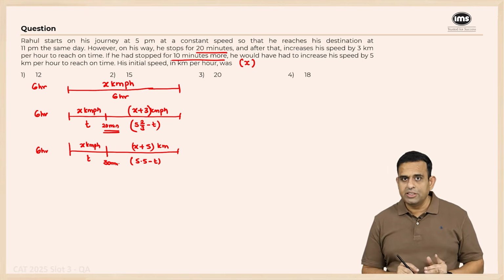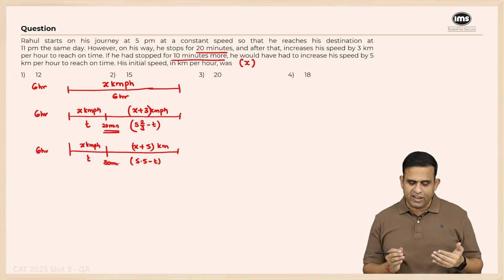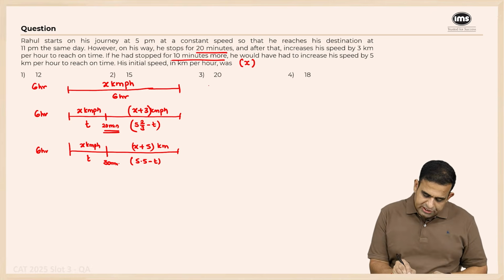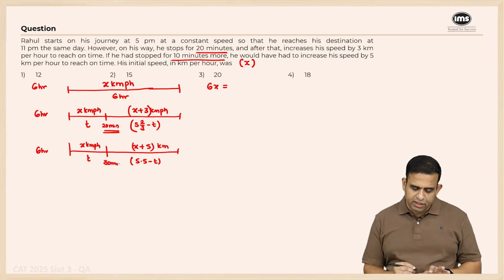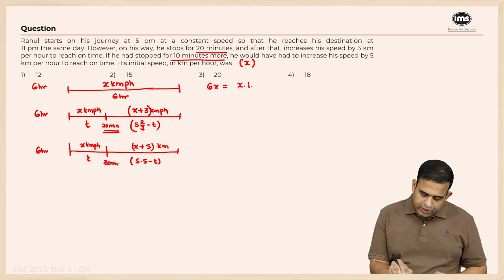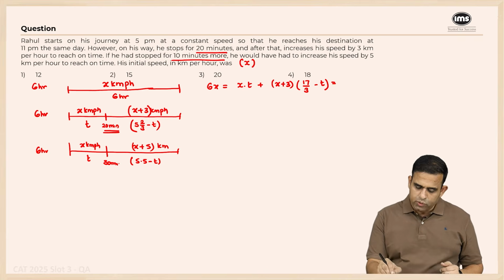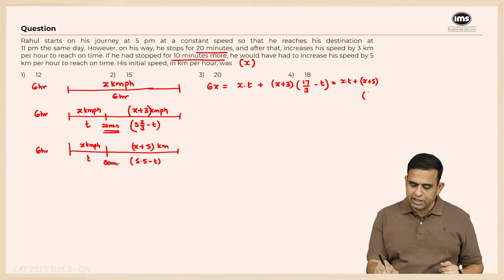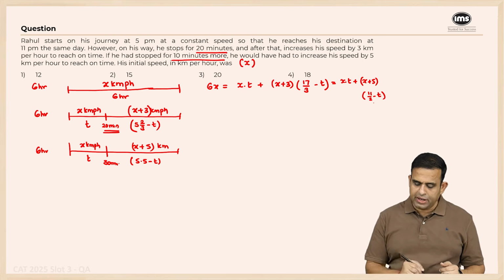In all the cases, one thing is constant, and that basically is distance. So I will frame the distance comparison, speed into time. So it must be 6x here in case number 1. In case number 2, it will be x into t plus x plus 3 into 5 2 by 3, which will simply translate to 17 by 3 minus t. And the same thing will be equal to x into t in the third case plus x plus 5 was your speed, and the time in this particular case was 11 by 2 minus t.